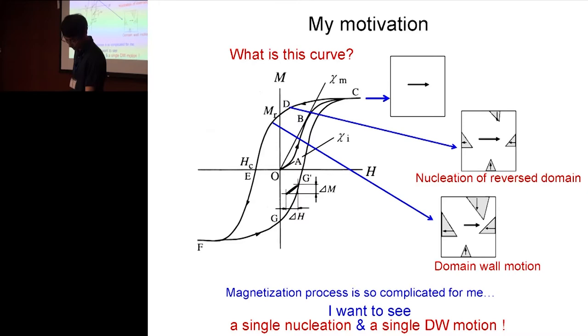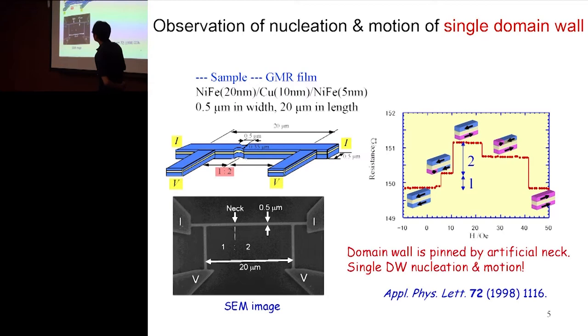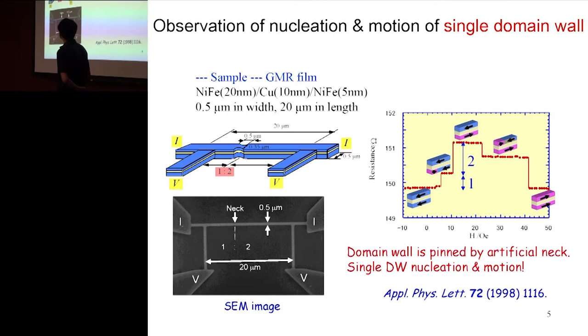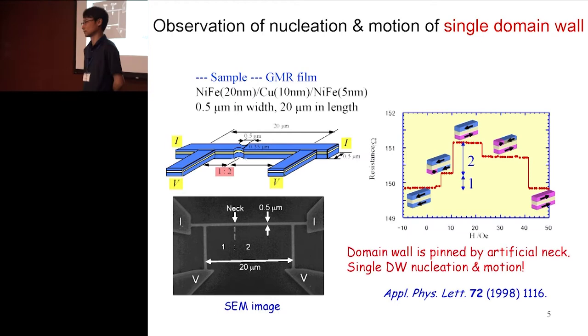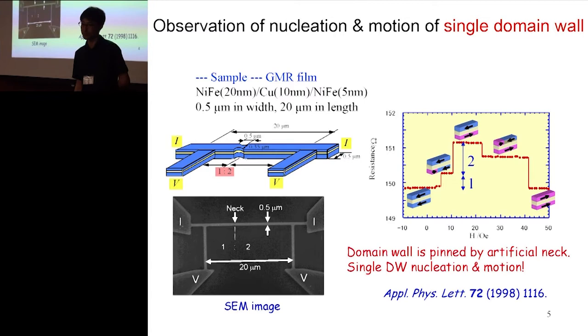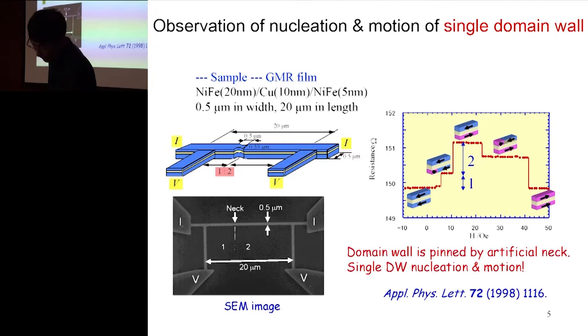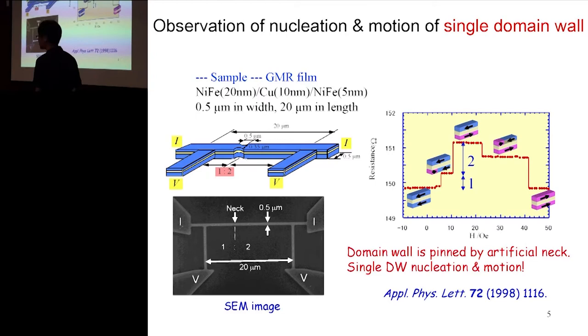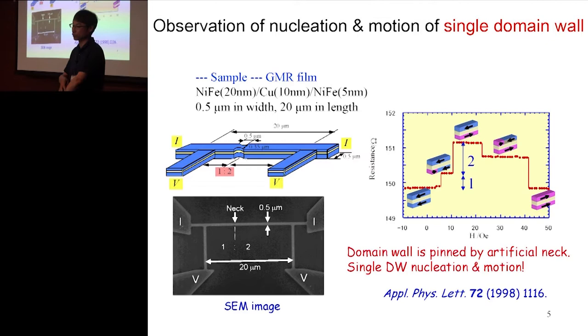And then we made this kind of sample. This is a trilayer of magnetic material, so-called permalloy, a nickel-iron alloy, and copper as the normal metal, and again permalloy. This kind of trilayer structure shows the giant magnetoresistance effect, which can be used for the read head of an HDD. Anyway, we made this sample and measured the resistance as a function of the external field. You see the change in resistance between the parallel and anti-parallel magnetization configurations. So the system showed giant magnetoresistance.